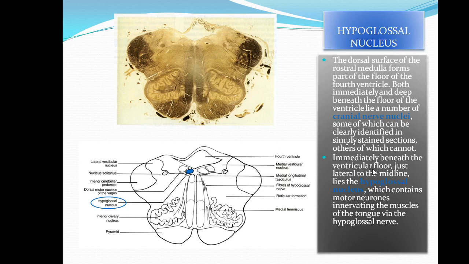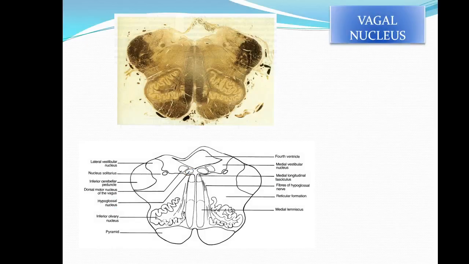Immediately beneath the ventricular floor, just lateral to the midline, lies the hypoglossal nucleus, which contains motor neurons innervating the muscles of the tongue via the hypoglossal nerve. Let us see the vagus nucleus that is lying lateral to the hypoglossal nucleus.